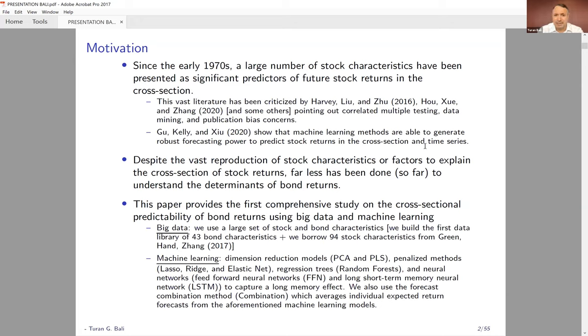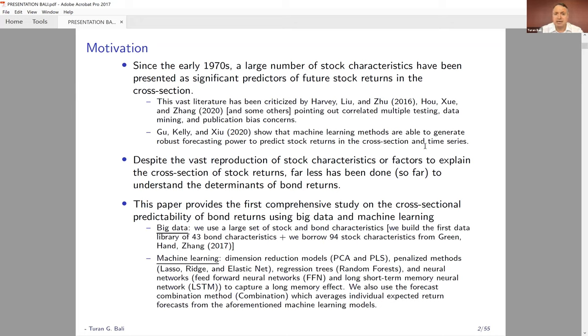Despite this vast literature and the vast proliferation of stock characteristics or factors or risk measures and liquidity measures out there to explain the predictability of stock returns, we argue that far less has been done so far to understand the determinants of bond returns. This is one of our motivations. So this is an understudied literature. I'm referring to corporate bonds per se.